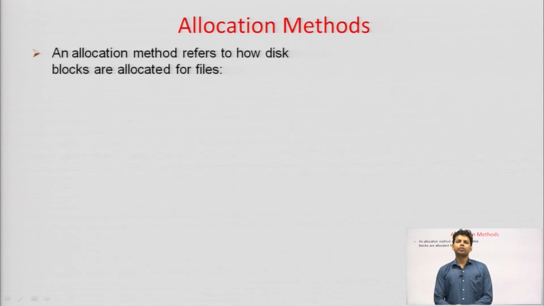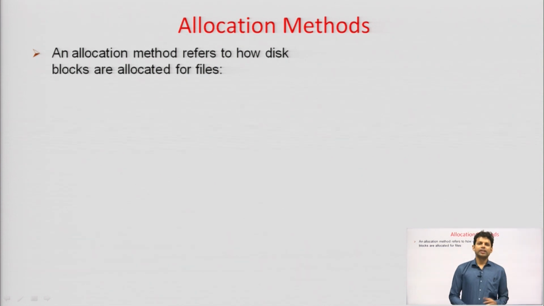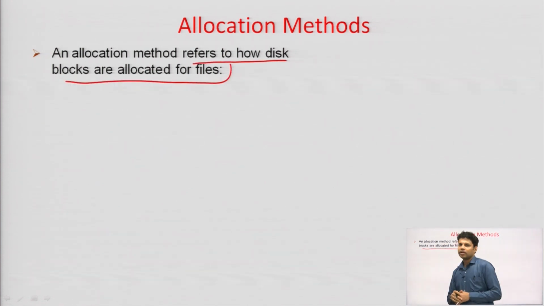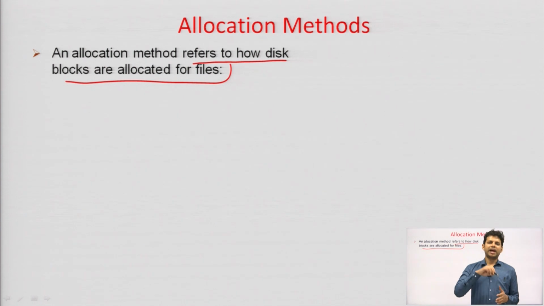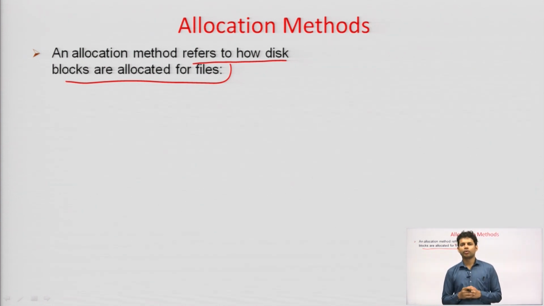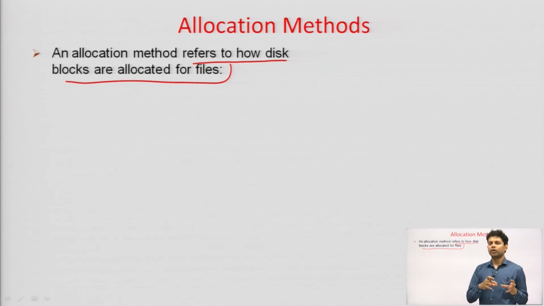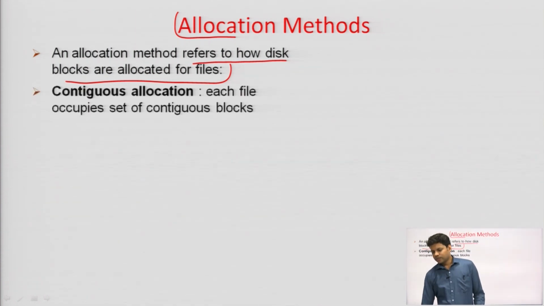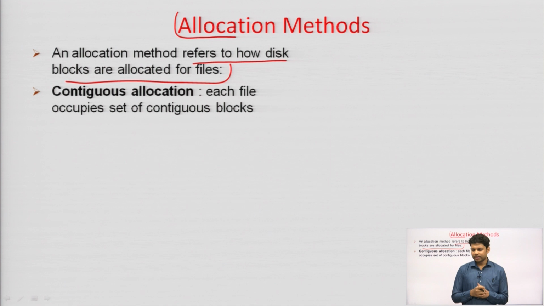So now we are going to see several allocation methods. What are those allocation methods? What does allocation mean? An allocation method refers to how disk blocks are allocated for files. You have already seen the disk structure, you already know about the platters and the tracks on the hard disk. So how those tracks, sectors and platters will be allocated to different files, for that we study these different allocation methods. Let's see, there are several methods inside this allocation method.